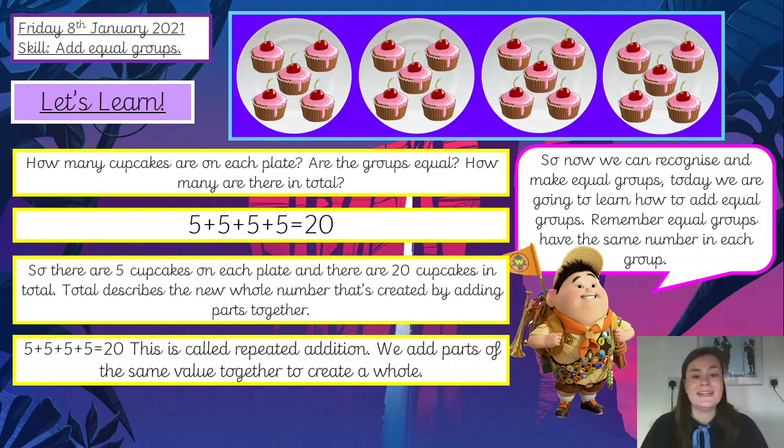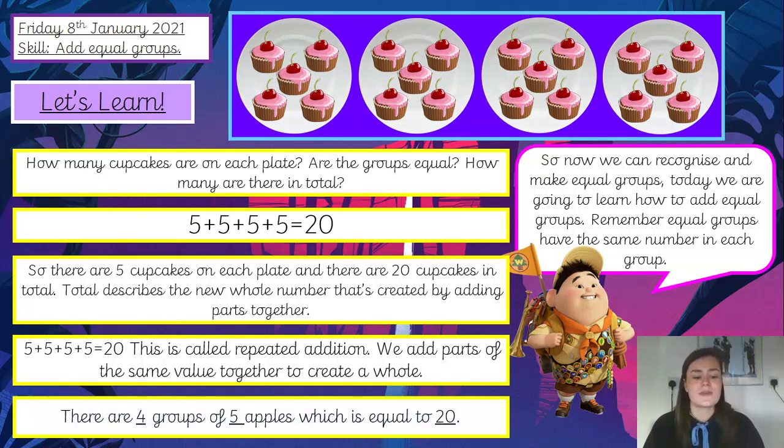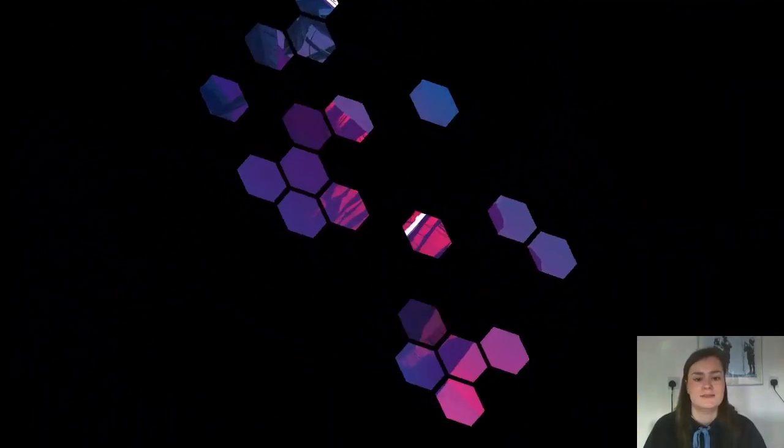This is called repeated addition. Can you have a go at saying repeated addition? So we add parts of the same value together to create a whole. So we add the same number, we repeat the same number when we're adding to create this whole. So it's got the same value, each number, and it creates a bigger answer, because remember, when we're adding, the numbers get bigger. Well done. So there are 4 groups of 5 cupcakes, which is equal to 20. Good job.